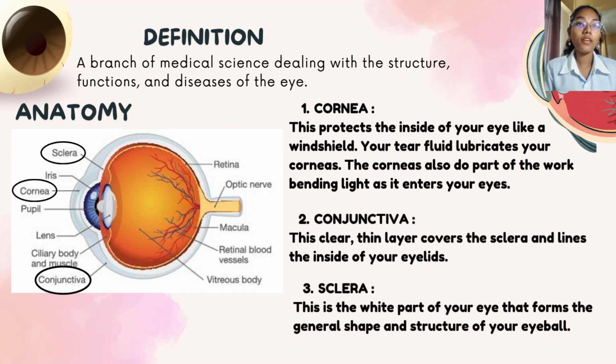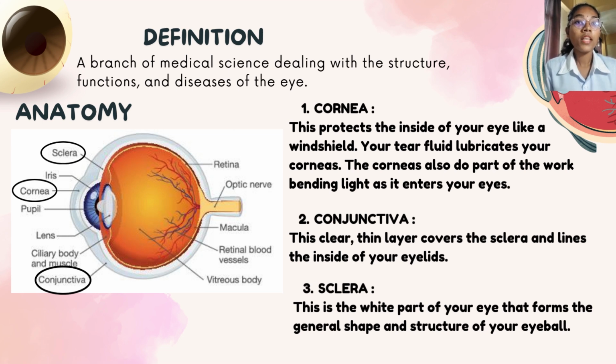First is cornea. This protects the inside of your eye like a windshield. Your tear fluid lubricates your corneas. The corneas also do part of the work bending light as it enters your eyes. Second is conjunctiva. This clear thin layer covers the sclera and lines the inside of your eyelids.